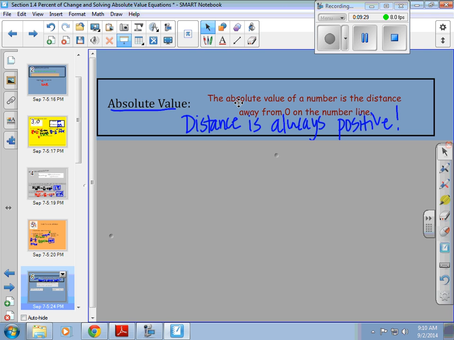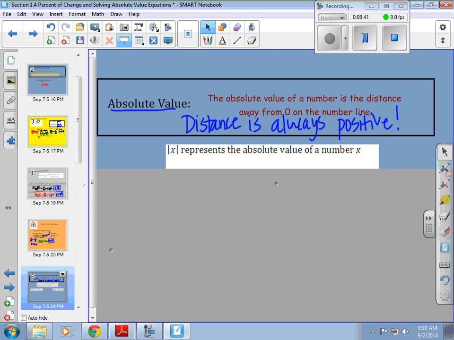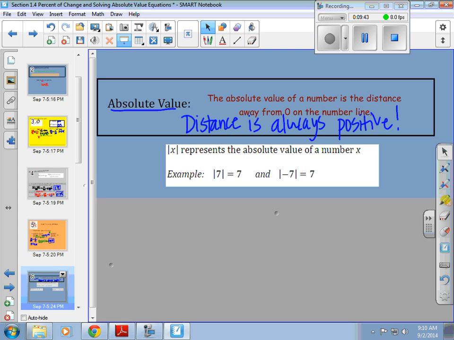If you drive from here to the store, it's going to be, let's say, 1.5 miles. When you go from the store back home, you don't go a negative 1.5, you still go 1.5 miles. So absolute value is a distance. So let's look at this quickly. The absolute value of x represents the absolute value of a number x. So for example, the absolute value of 7 is 7, and the absolute value of -7 is 7, since it is always positive.